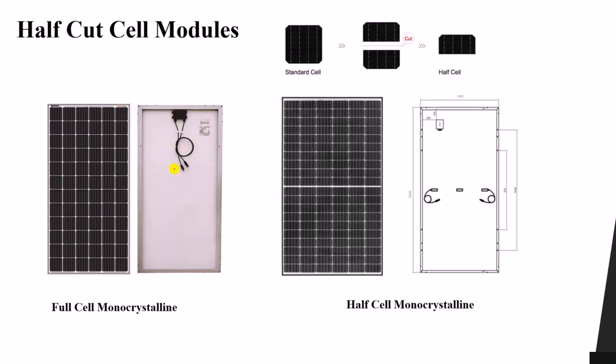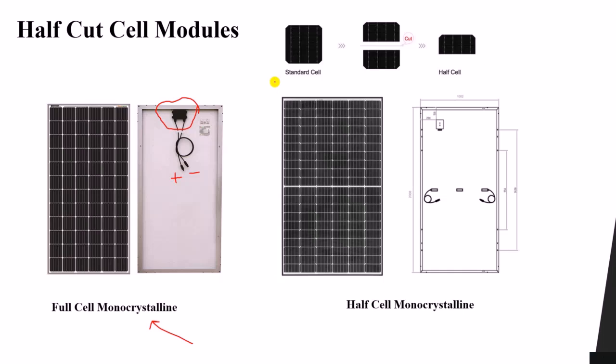So here you can see that we have the full cell monocrystalline and the half cell monocrystalline. Here we have our panel, and behind it we have the junction box that provides the positive and negative terminal of the PV panel. Now this panel is a monocrystalline type, which we have discussed before.